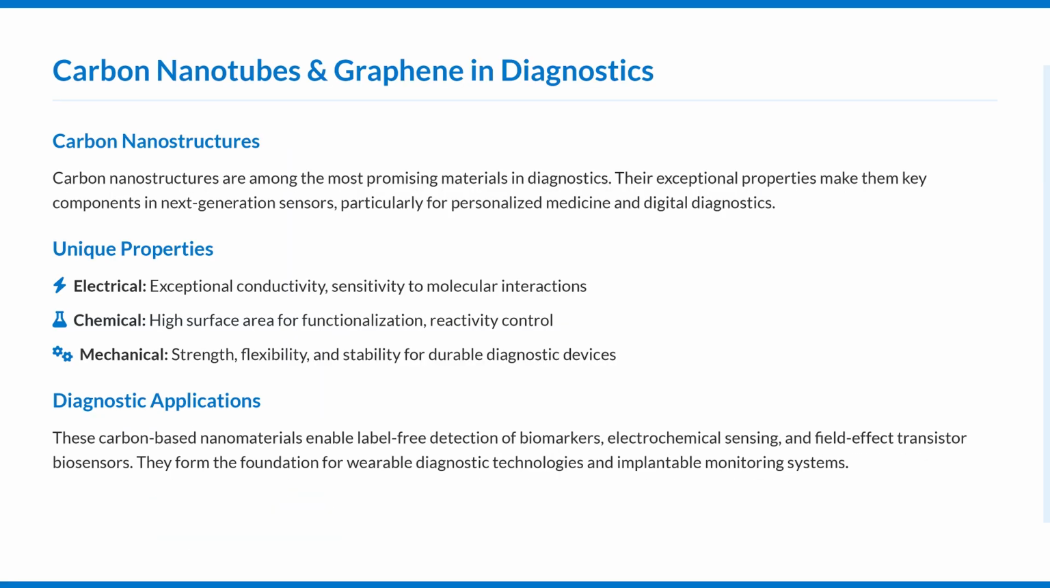Carbon nanotubes and graphene in diagnostics. Carbon nanostructures are among the most promising materials in diagnostics. Their exceptional properties make them key components in next-generation sensors, particularly for personalized medicine and digital diagnostics. Unique properties: electrical, exceptional conductivity, sensitivity to molecular interactions. Chemical: high surface area for functionalization, reactivity control. Mechanical: strength, flexibility, and stability for durable diagnostic devices.